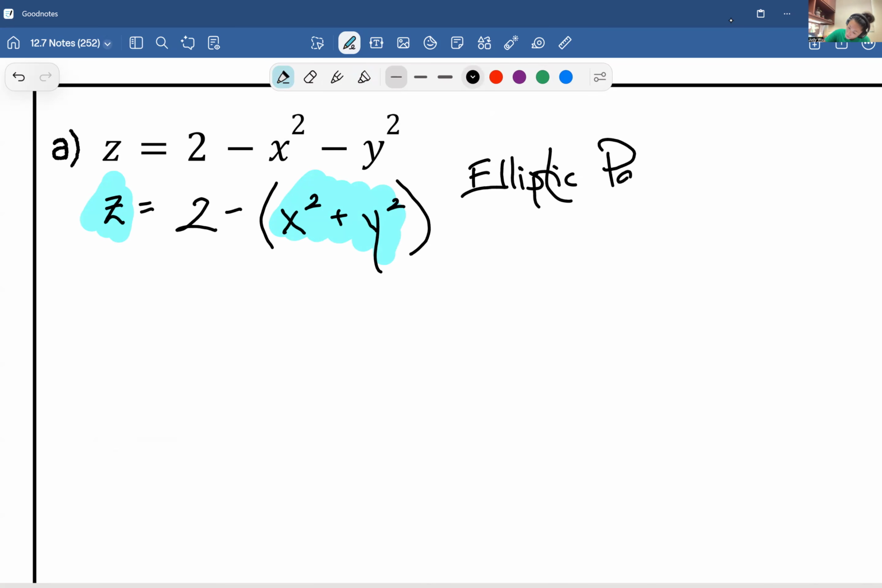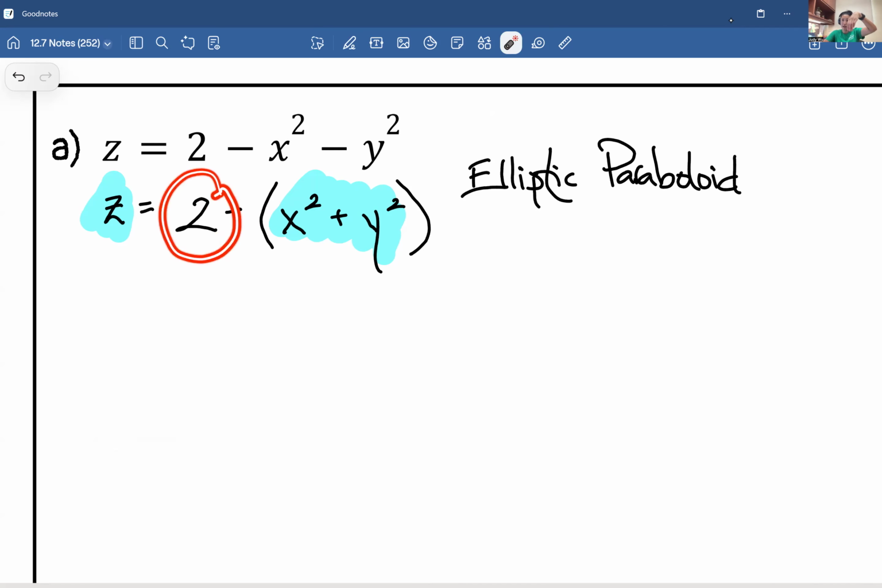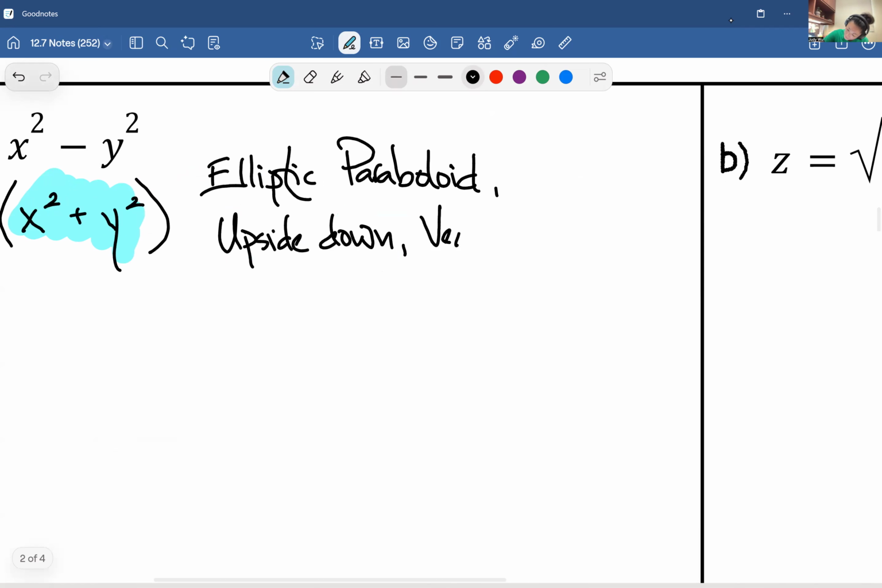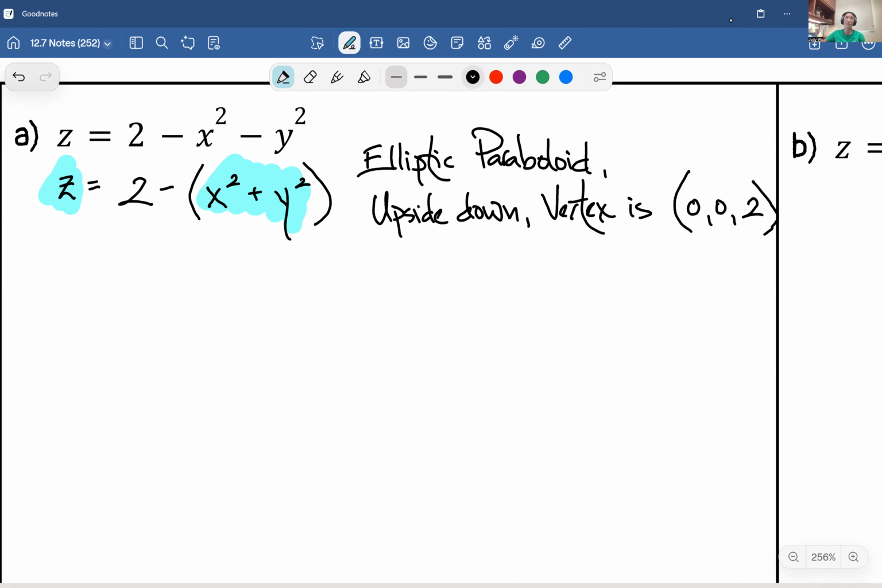Elliptic paraboloid. Okay? But this 2 minus in the front really just means we have an elliptic paraboloid, like the bowl. It's turned upside down, and that's the minus sign. And then the 2 means that we've now moved up that elliptic paraboloid 2 units. Okay. So it's an elliptic paraboloid. It is upside down. And the vertex is at 0, 0, 2. Okay. So when we're thinking about knowing our shapes, it's important to know like the regular equations, but also basically like how graph transformations work for our surfaces, okay?